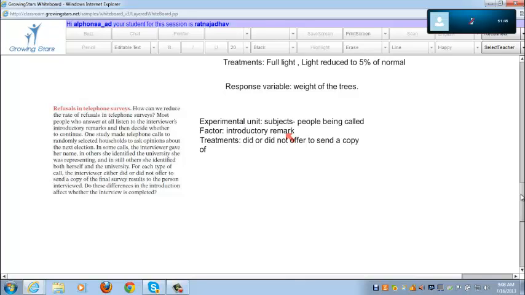To check that, we will be applying different treatments. What are the treatments applied? The introductory remarks are: the interviewer gave her name. That's one treatment. In others, she identified the university she was representing. That's the second treatment. And then in still others, she identified both. So three treatments are there.